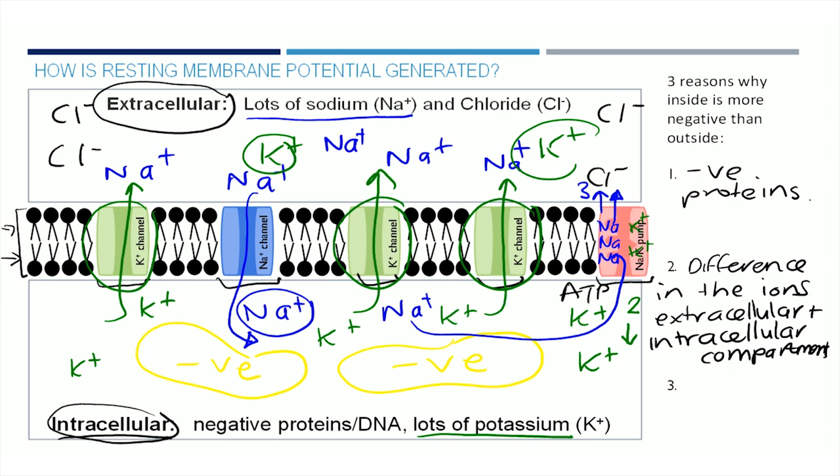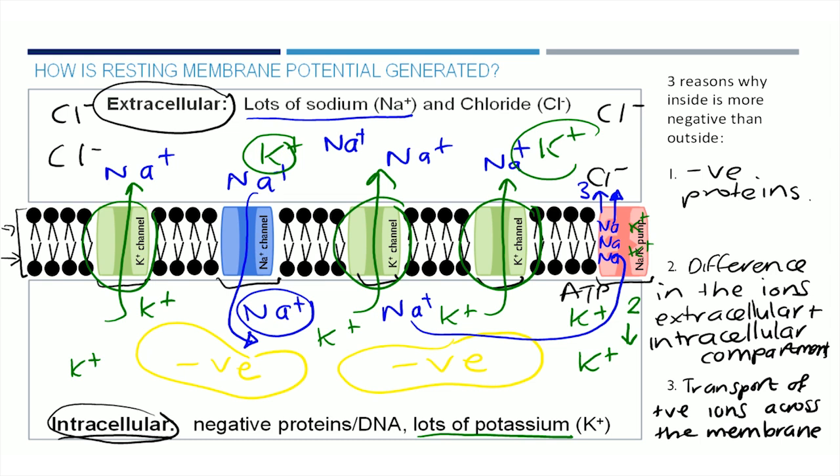So our third reason that our inside is more negative is because of the transport of ions, or positive ions in particular, across the membrane. Remembering that that's because of the additional availability of potassium channels compared to sodium channels, as well as the activities of the sodium-potassium ATPase pump.